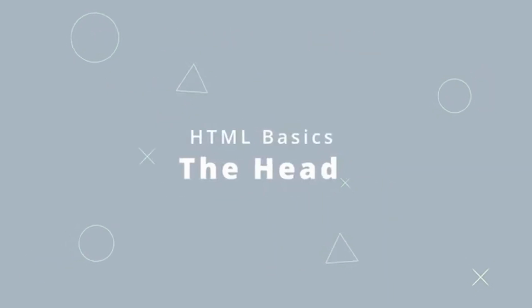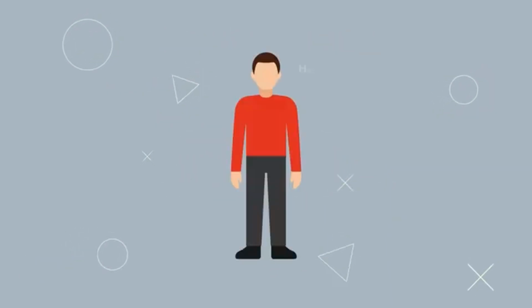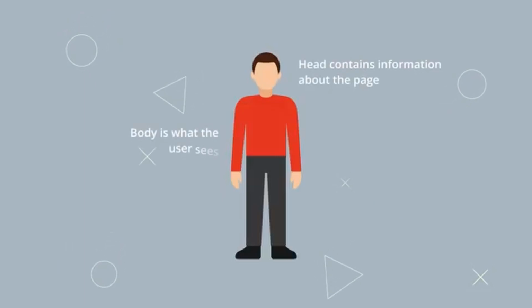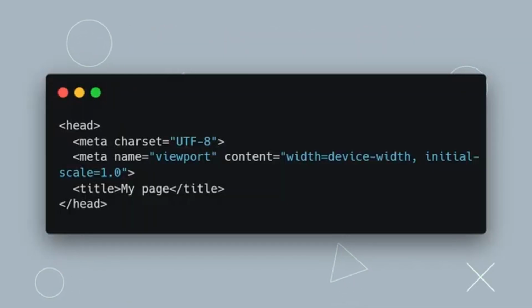Today we learn what the head in HTML is. The head is a place where you put information about your page that isn't directly shown to the user. This includes the title, the character set, and instructions for the browser. Here are the most important tags that you use in almost every website. The title tag sets the text in the browser tab.